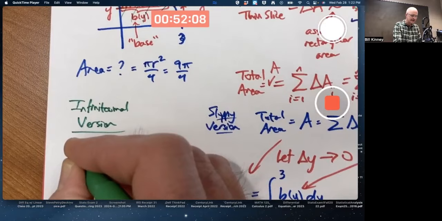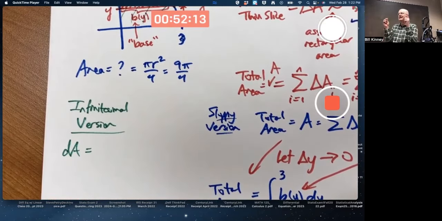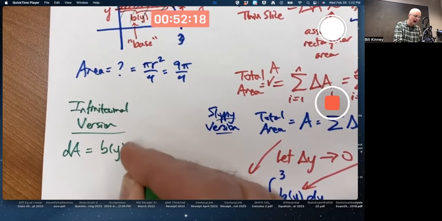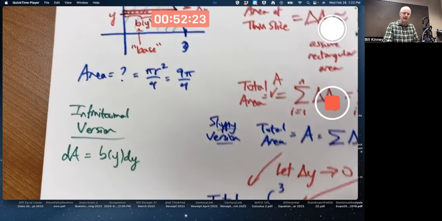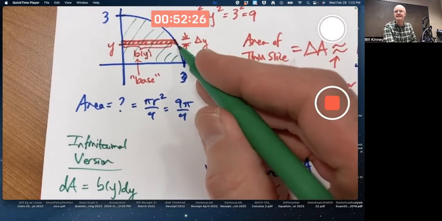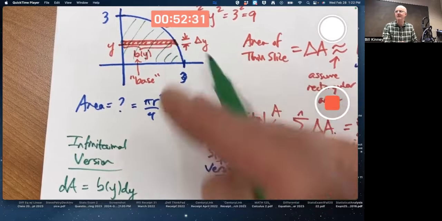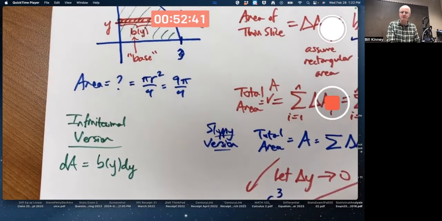is that dA, the infinitesimally small area of the infinitesimally thin rectangle, equals b of y dy. And we really do think of it as an infinitesimal rectangle instead of an almost rectangle with a curved right side. That little part that makes it not a rectangle becomes less and less prominent as delta y gets smaller and smaller. So you might say that if you replace delta y with an infinitesimal, it literally becomes a rectangle.